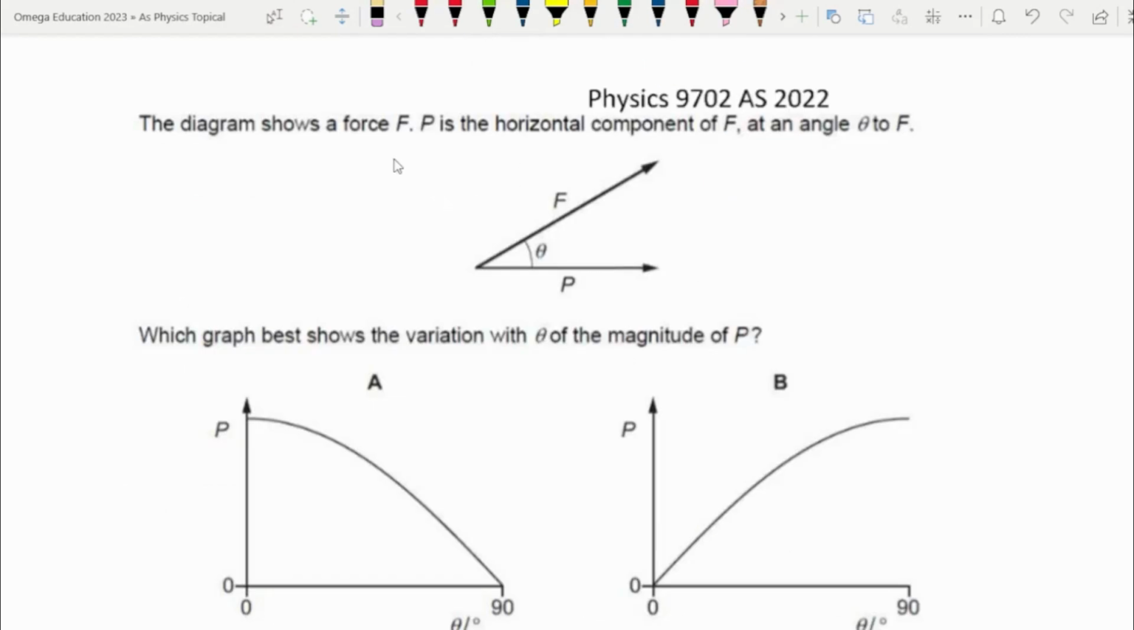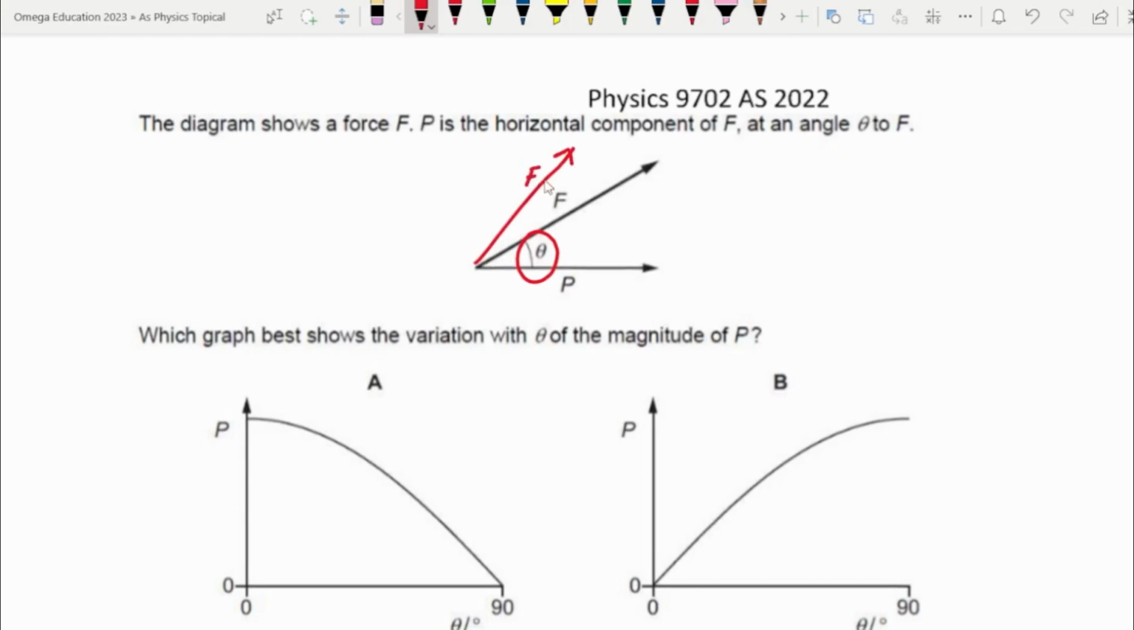Alright, so let's take a look at the next one. We have the vector F, the force vector, and P is just a component of that vector. And in this case, it is a horizontal component of the vector F. So what is the variation with theta of the magnitude of P? So what they're saying is, what happens if you increase this angle of the vector F, then what happens to the component P?